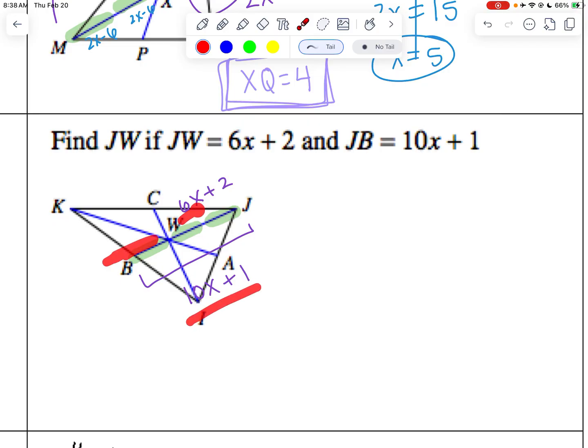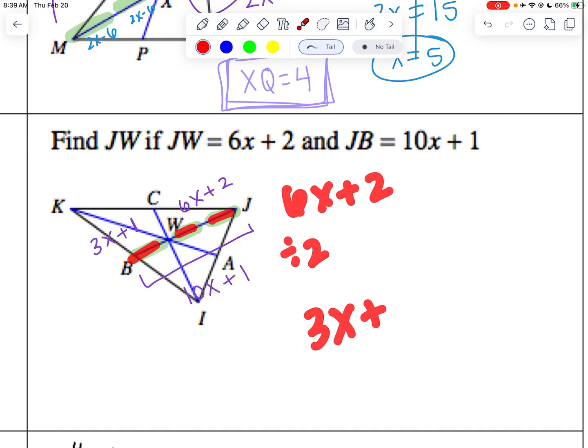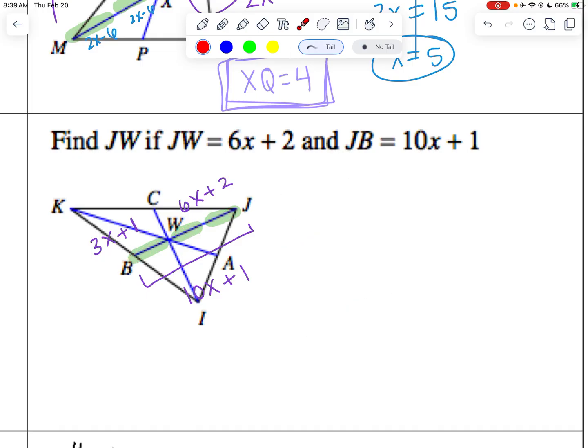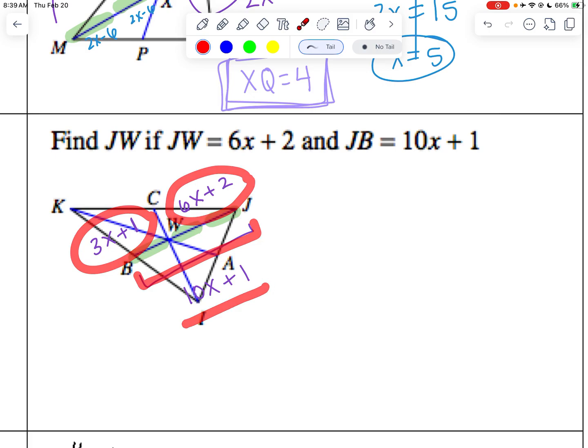Okay, if I try to subtract these, I'm going to end up with some negatives because 1 minus 2 is negative 1. But if this is 2 parts and this is 1 part, if 2 of these make 6x plus 2, if I split that in half, that's going to tell me that this piece over here is 3x plus 1. So if I have this 2 piece, 6x plus 2, to get the 1 block, divide it by 2, and that would be 3x plus 1. And now I know this piece is 3x plus 1, this piece is 6x plus 2, and those should add to give me my whole thing, which is 10x plus 1.